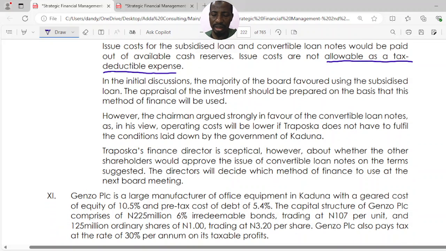Traposca's finance director is skeptical, however, about whether the other shareholders will approve the issue of the convertible loan note on the terms suggested. The directors will decide which method of finance to use at the next board meeting. But the information we have here is very vital, in this paragraph, because we are told that the majority of the board favored using the subsidized loan.